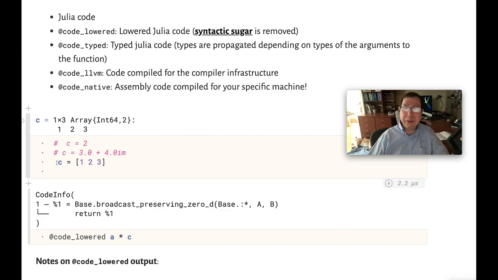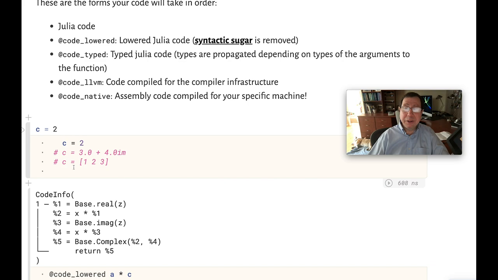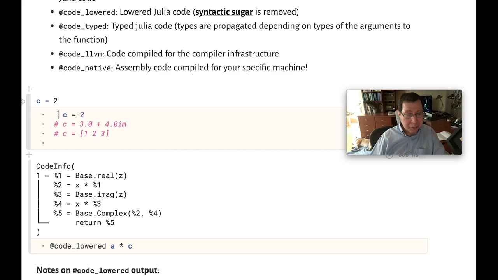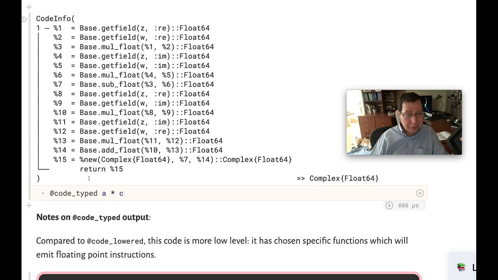Okay, let's go back to this case, and let's look at the LLVM code. So this is, as you could expect, further down. Here's the LLVM code. I actually find this one may be the hardest to read. But you know, get pointer, load, insert element. But you can look at an LLVM manual, and for something this small, you could find your way through and see exactly how it's working. Okay, let's pick another case. Let's go back to the complex. And we looked at these two already.